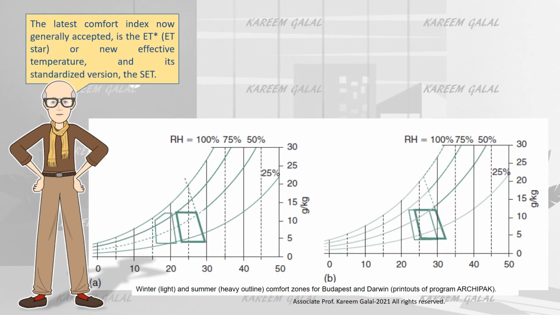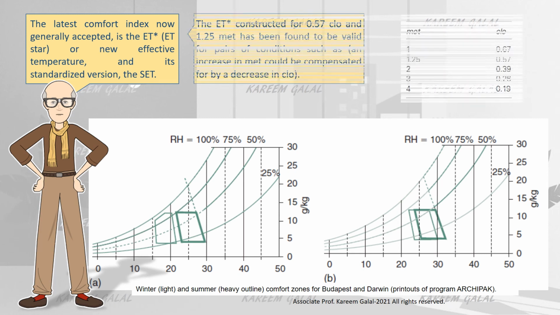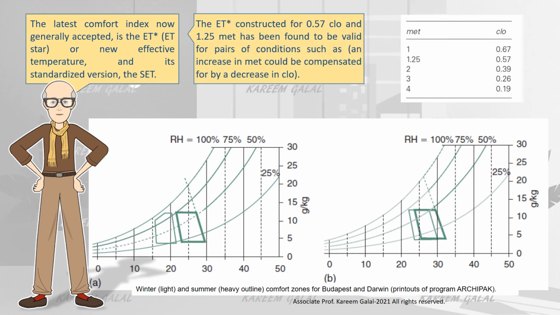The latest comfort index, now generally accepted, is the ET*, ET star, or new effective temperature, and its standardized version, the SET. The ET*, constructed for 0.57 CLO and 1.25 MET, has been found to be valid for pairs of conditions such as, an increase in MET could be compensated for by a decrease in CLO.